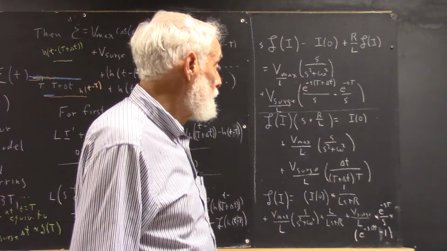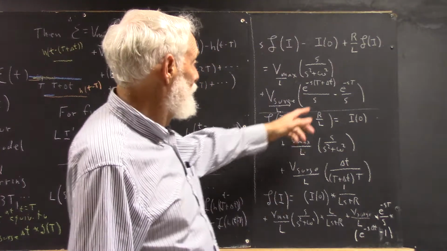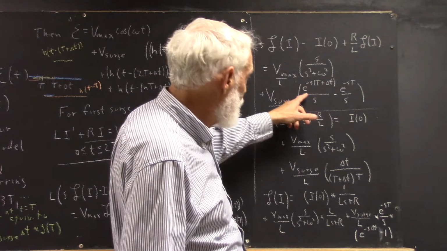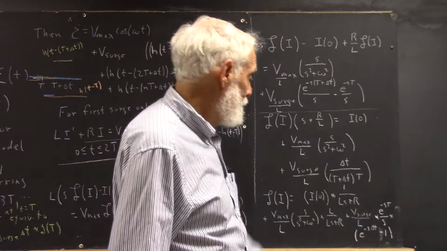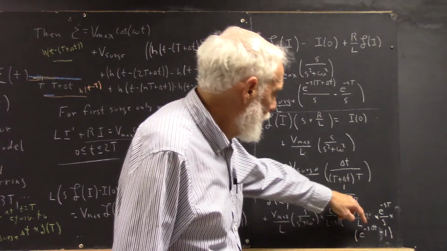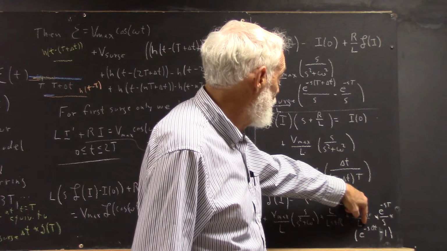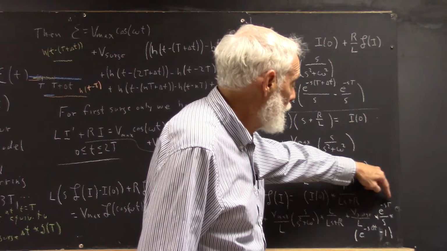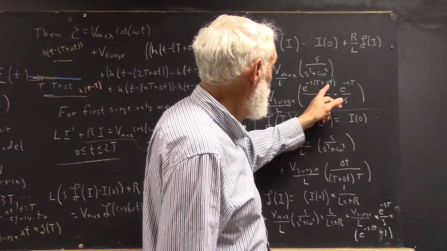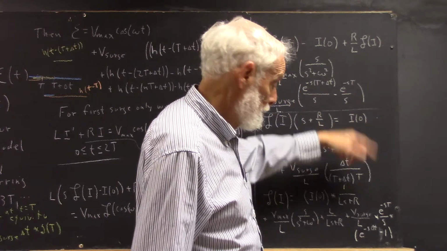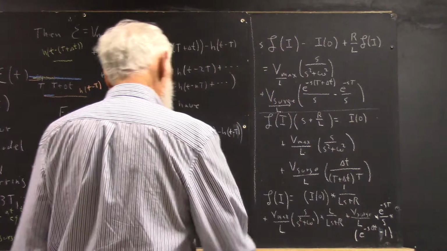Okay? So when we get down here, that's what we have as the thing that's multiplied by V surge over L. Okay? Now, you notice that we can factor out e to the negative s capital T from both of these. So we're going to have e to the negative s capital T times what? E to the negative s delta T minus 1, right?